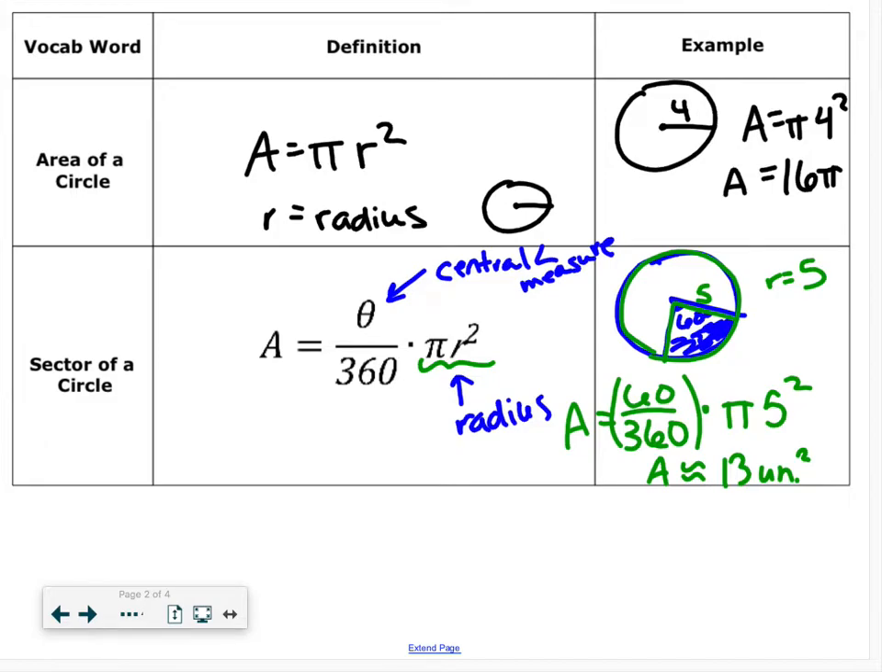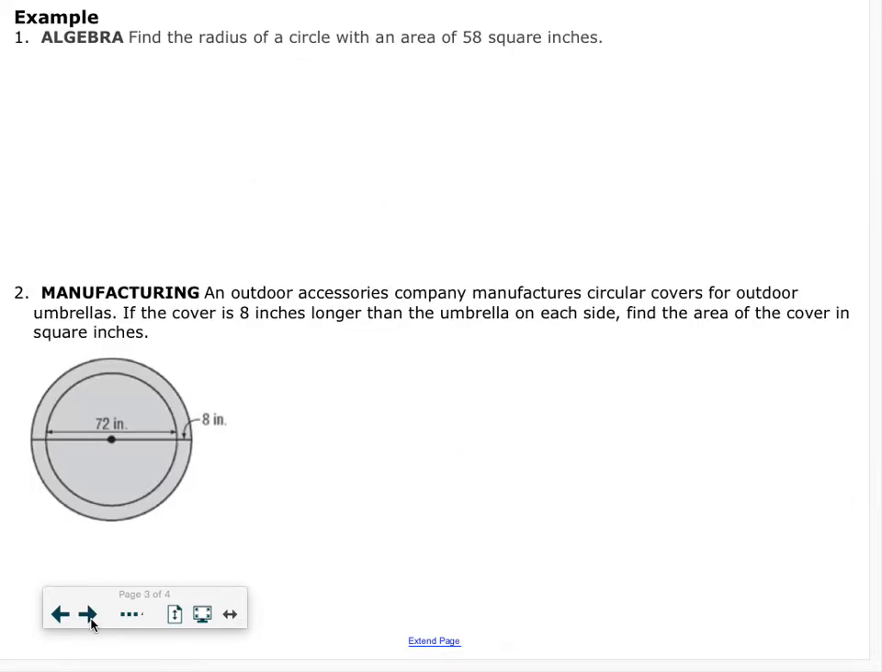Let's take a look at a few examples today. Find the radius of a circle with an area of 58 square inches. So now we're going to have to work backwards. They give us the area. So let's start with pi r squared. That's the area of a circle. The A is 58. The area is 58 inches squared. We need to solve for the radius.